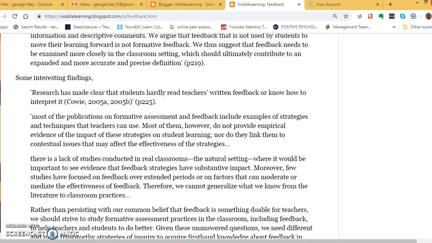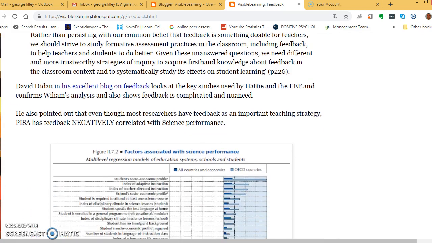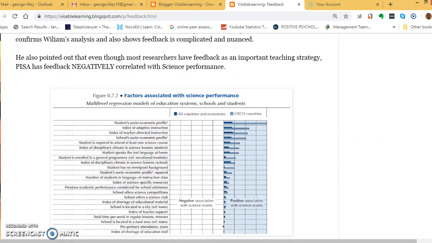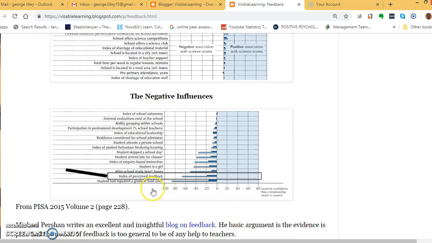Lastly, this particular page in my blog goes through a whole lot of other factors. David Didau, an English writer, wrote a little blog on feedback as well. It's sort of concluding similar to what I'm saying, and he includes the PISA results from a few years ago, and he shows that in the PISA analysis, the index of perceived feedback is negatively rated.